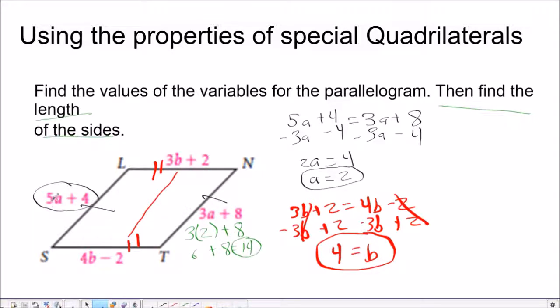Awesome. Let's check and see if our answer is right. We'll plug it in over here as well. 5 times 2 plus 4 is also 14. Okay, so I feel pretty good about that.